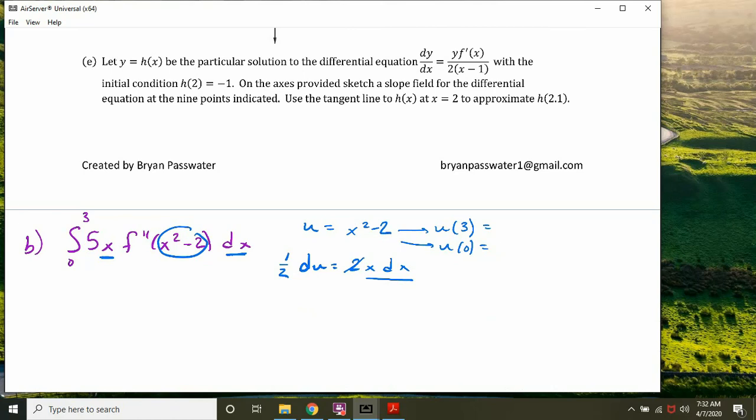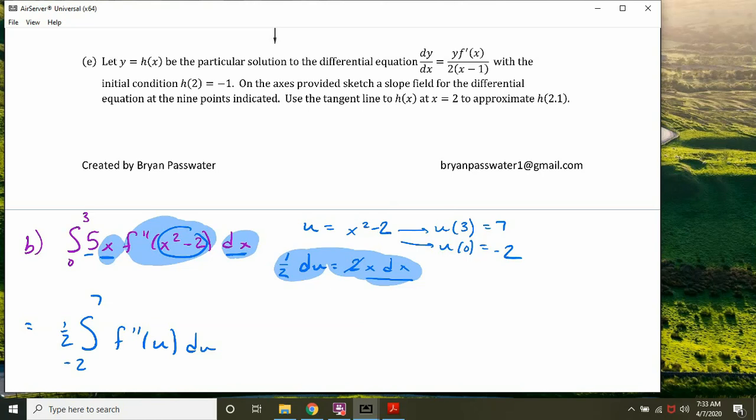Still the same du, 2x dx. 3 squared is 9 minus 2 is 7. 0 squared minus 2 is negative 2. There we go. All right, so put it all together. New integral is going to go from negative 2 to 7. Now, here is going to be f double prime of u. The x dx became 1/2 du.